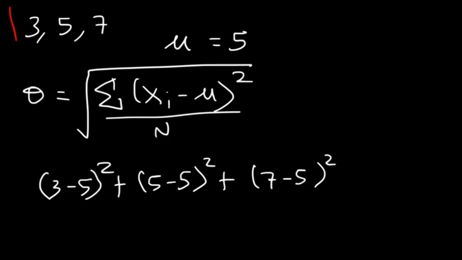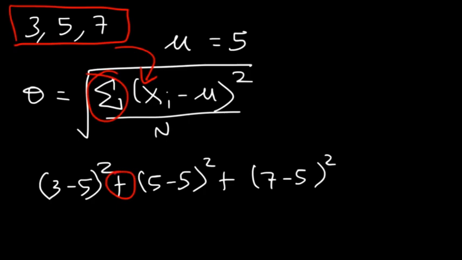So each of these 3 points, you're going to plug into x sub i. And then you're going to square the differences between each of those values. And the sigma represents sum. So you're going to add every difference that you get, or you're going to add the square of every difference that you get.